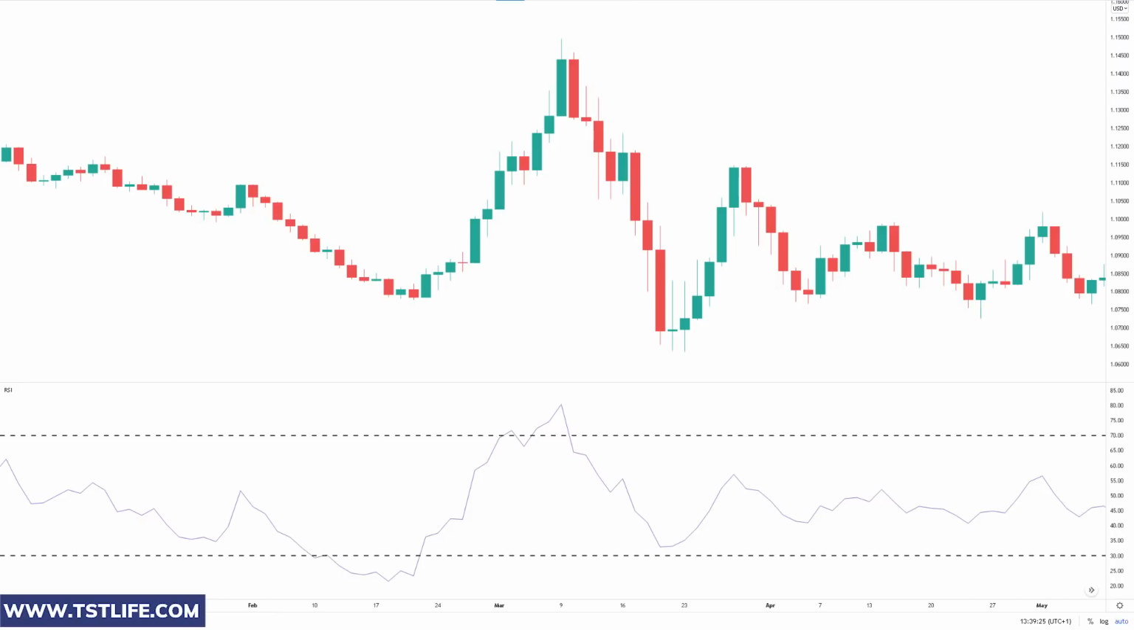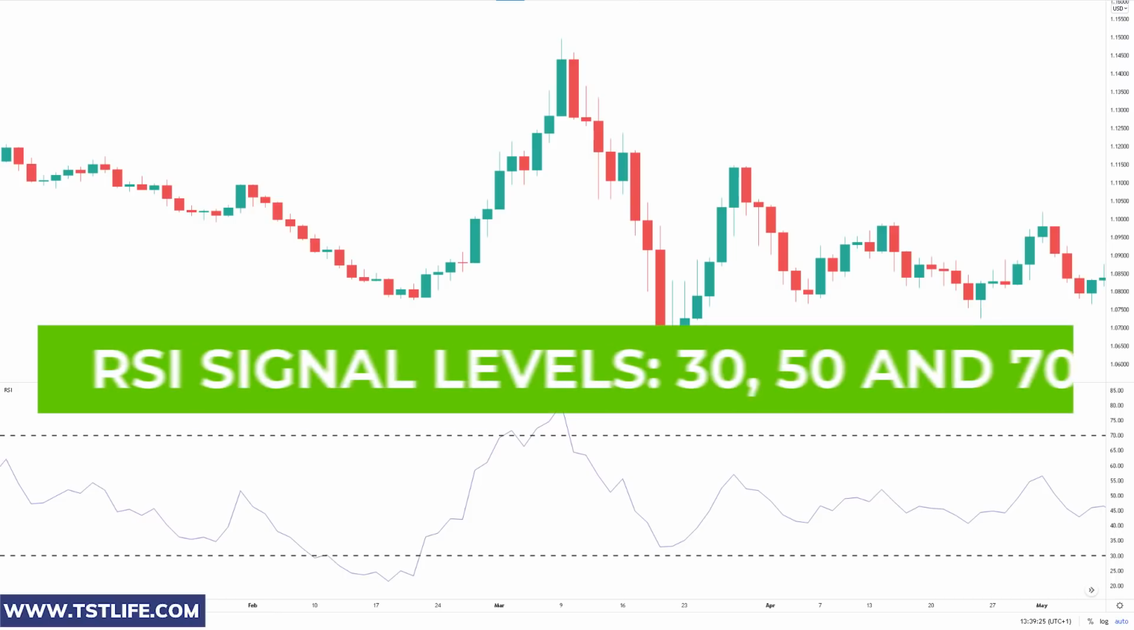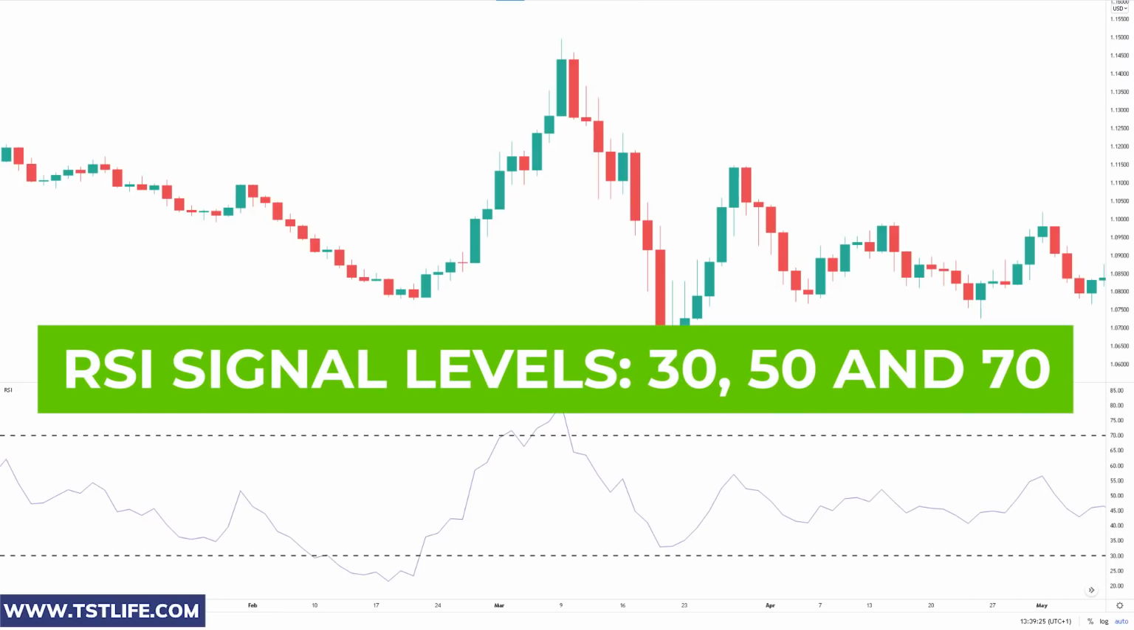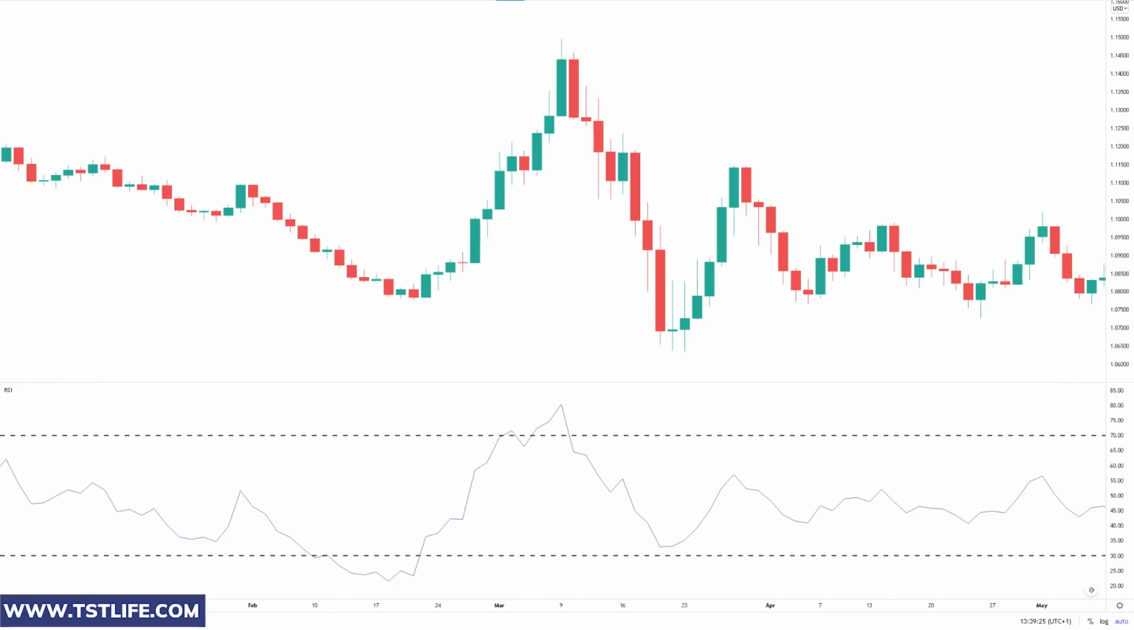But to sum up, the RSI indicator has 3 signal levels: 30, 50, and 70. The area above 70 is called the overbought area, which is where we should sell. On the other hand, the area below 30 is the oversold zone, where we should buy. That will increase the quality of our entries.